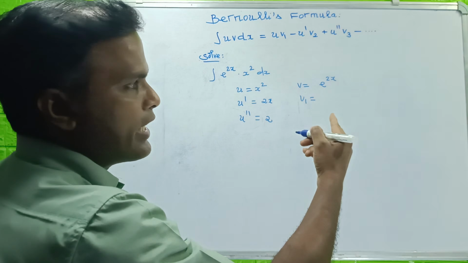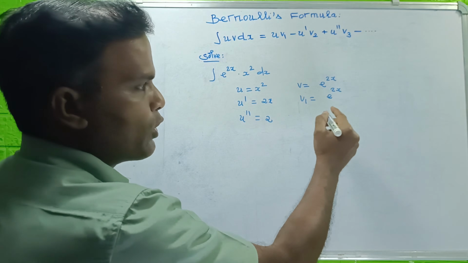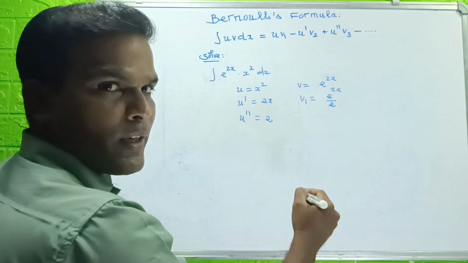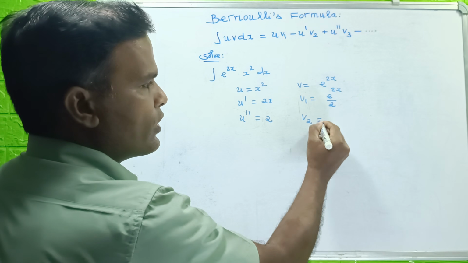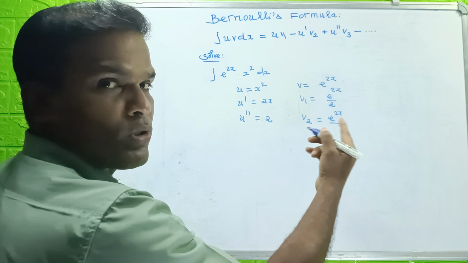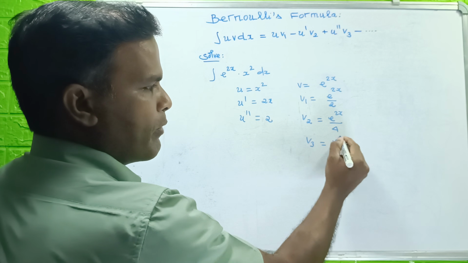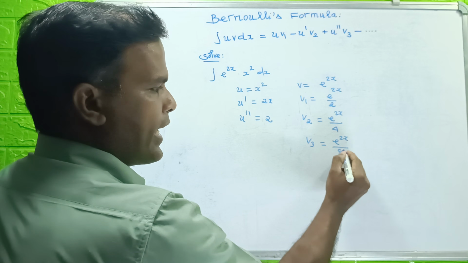Next, find v1. v1 means integration with respect to x. So e power 2x, now differentiate the 2x, you will get 2, divided by 2. This is called v1. Find v2. v2 is equal to e power 2x divided by, already 2 is there, 2 twos are 4. Next, v3. v3 is equal to e power 2x divided by 4 twos are 8.